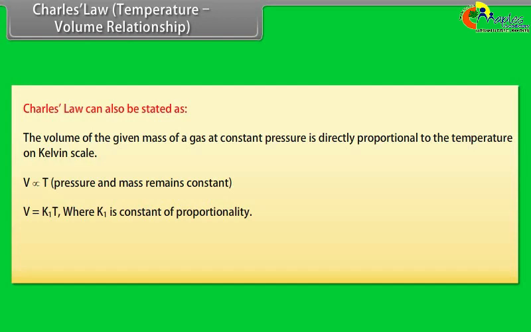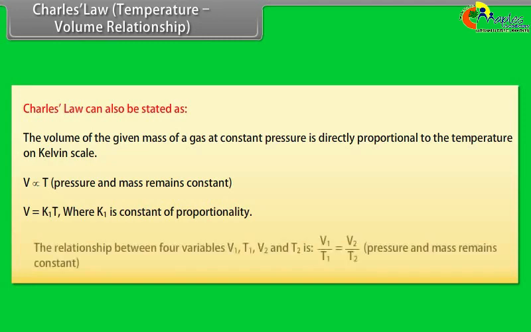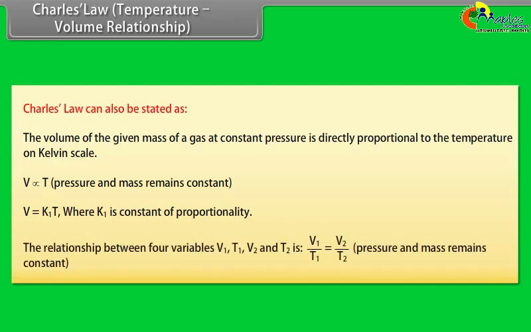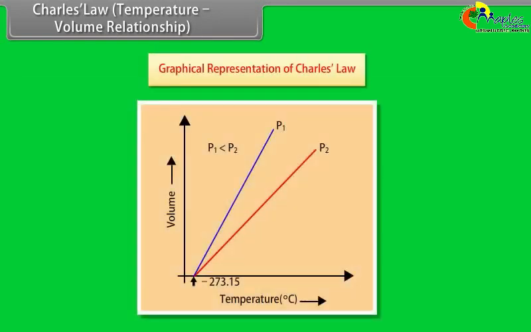Let V1 be the volume of a certain mass of a gas at temperature T1 and at pressure P. If temperature is changed to T2 keeping pressure constant, the volume changes to V2. The relationship between the four variables V1, T1, V2 and T2 is V1 by T1 is equal to V2 by T2 at constant pressure and mass. Graphical representation of Charles' law. Each line of the volume versus temperature graph is called an isobar.